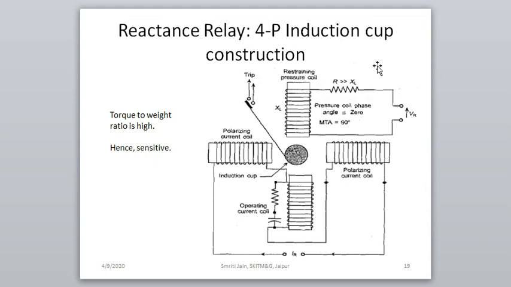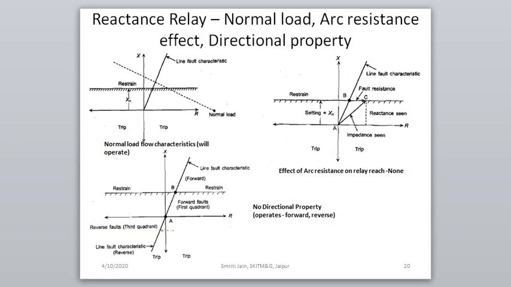We can make the maximum torque angle to be 90, that is tau is 90, by keeping resistance very high than the reactance of this restraining coil and the other is the operating coil. Here we have to keep in mind that the reactance relay construction is very light. It is very light in weight. So torque to weight ratio is very high. Hence it is very sensitive and it operates very quickly. So we need to keep this point in mind.